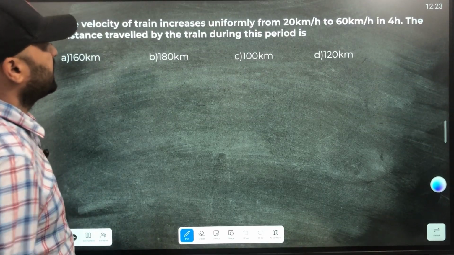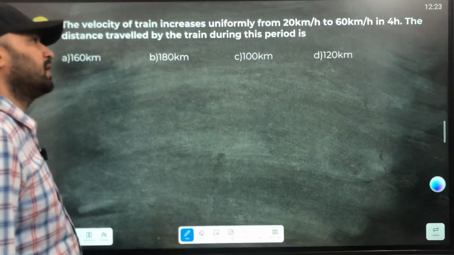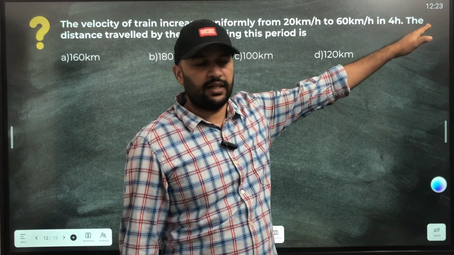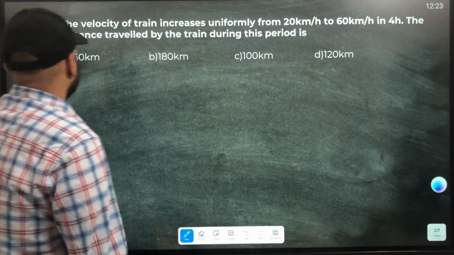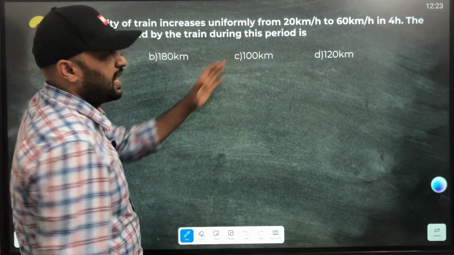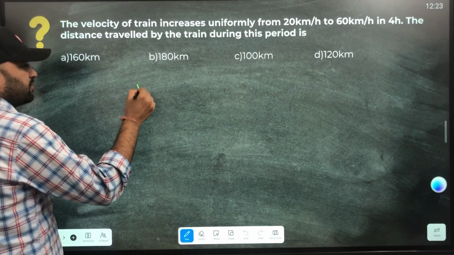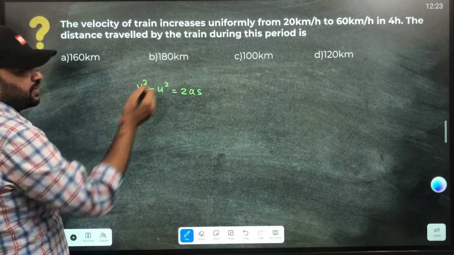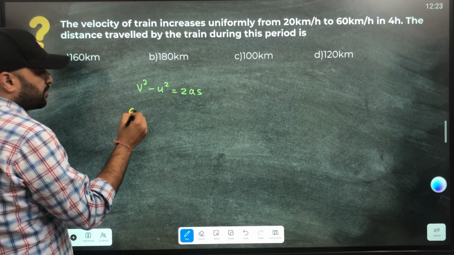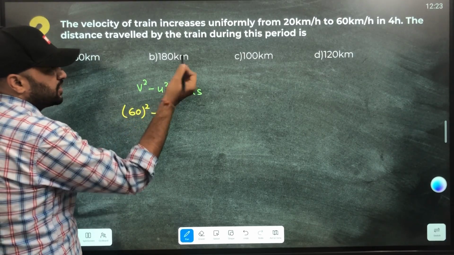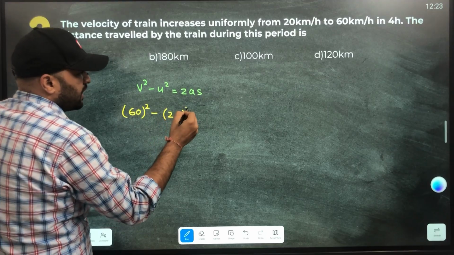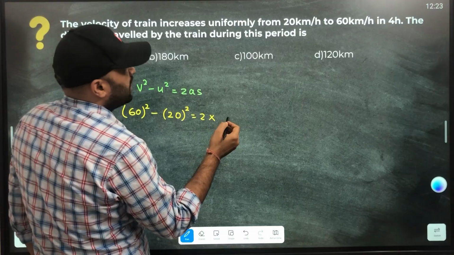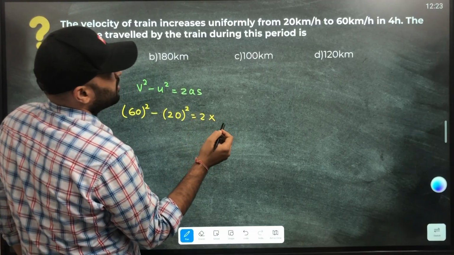Great. The velocity of a train increases uniformly from 20 km per hour to 60 km per hour in 4 hours. All of them are in hours and kilometers, right? So no need of conversion. The distance traveled by the train during this, direct question. So what equation will we use? V square minus u square equals 2as, right? So what is v? V is 60 km per hour. So let's substitute here: 60 whole square minus initial velocity u is 20 square, right? And this will be 2as. Acceleration is how much? We have to find, oh, acceleration is not given.